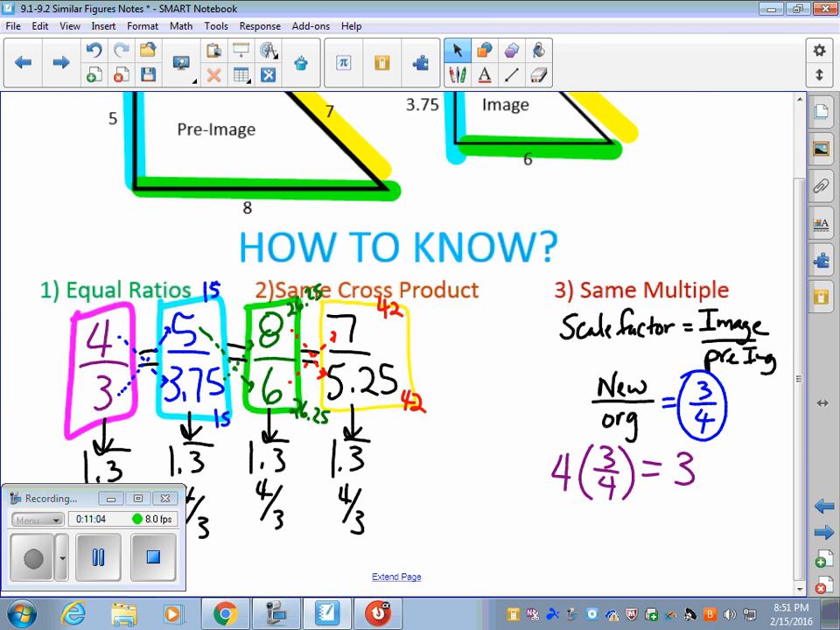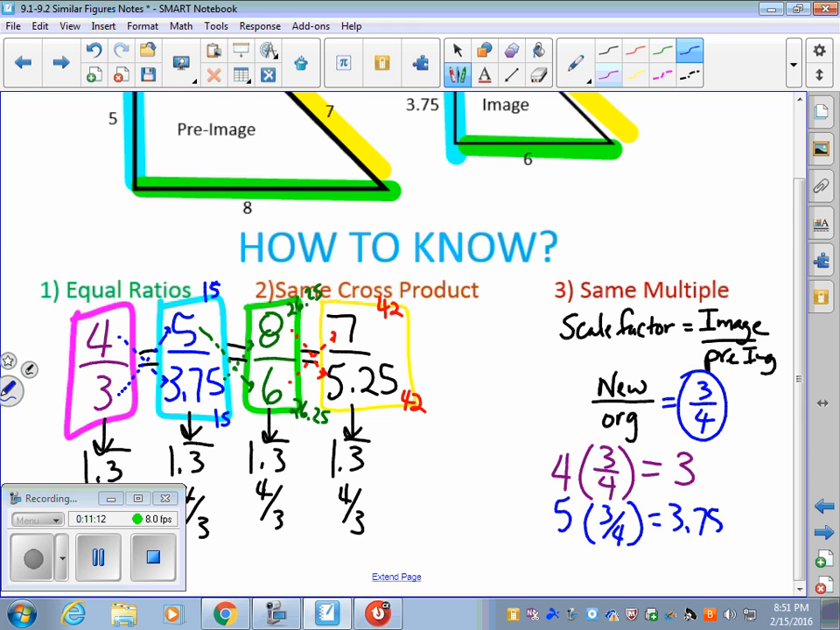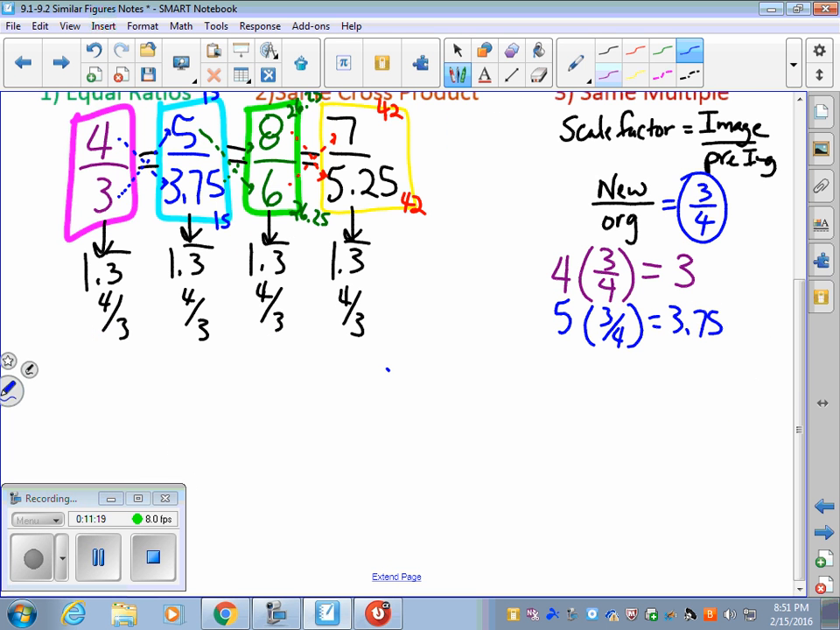So then I do the same thing with my 5. 5 times 3/4 gives me 3.75, so it works on that one. Let me extend this page. Then we're going to do that for the 8 and the 7. 8 times 3/4 equals 6, so that worked. And then 7 times 3/4 is 5.25. That worked as well.